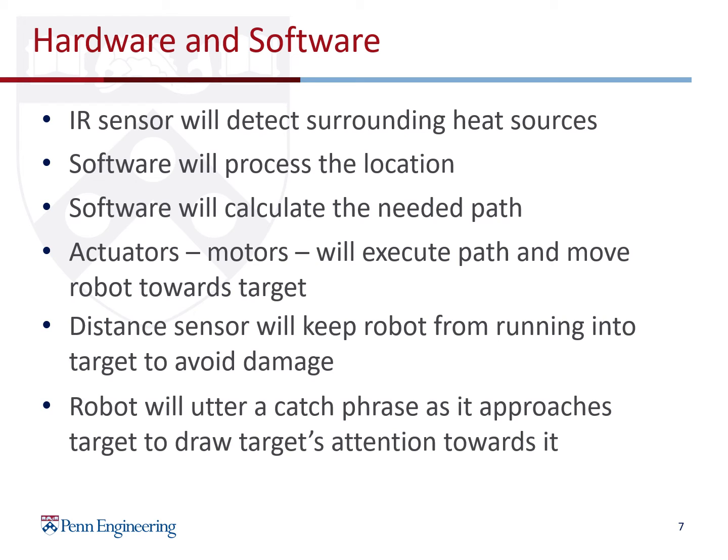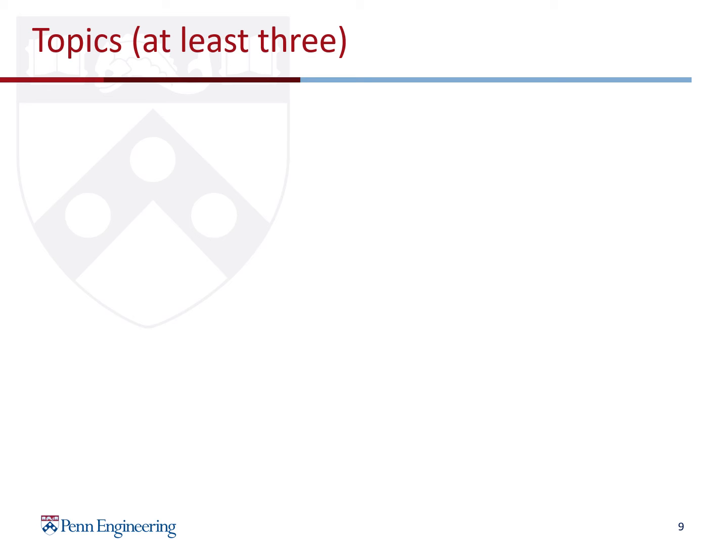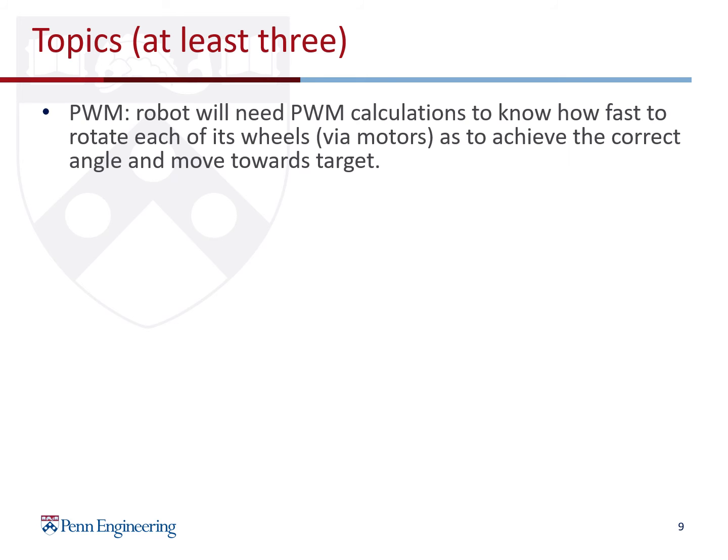And just as a little extra, the robot will also utter a catchphrase as it approaches the target to draw its attention towards it. As for how this project will meet all of the requirements, first we have our topics, which we need to meet 3 of them. First off, the robot will need PWM. The robot needs PWM calculations to know exactly how fast to rotate each of its wheels via motors as to achieve the correct angle and move towards the target.